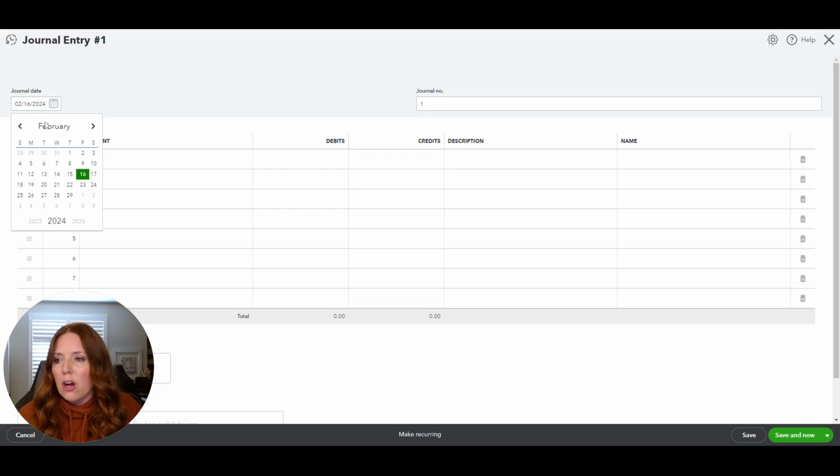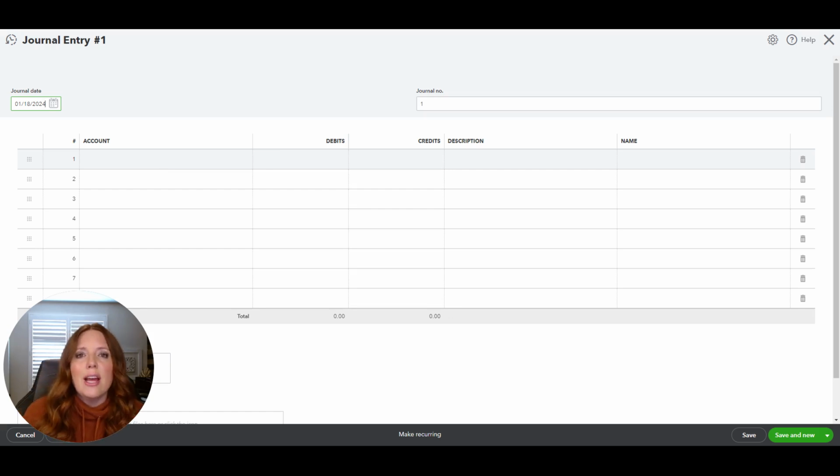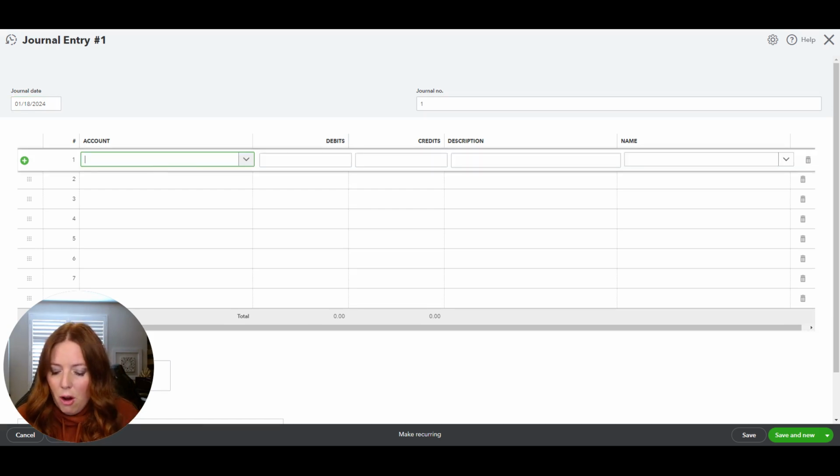So if you purchased a car on the 18th of January, make it the 18th of January so that it is correct in your books, especially if it was in a previous year. You don't want it to default to the wrong year. So go ahead and select that journal entry date. Now you are going to pick the account. So just like when you were categorizing transactions, you select an account. So this might be an automobile account.